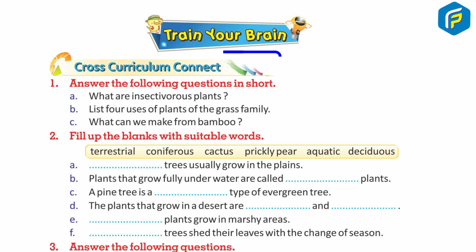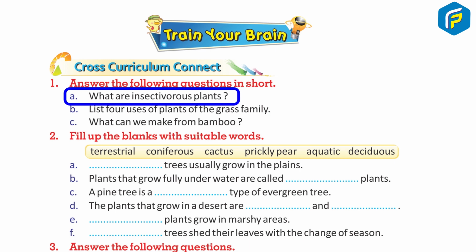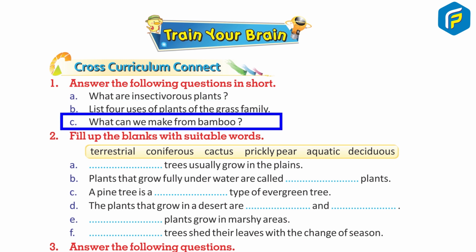Train your brain. Cross curriculum connect. 1. Answer the following questions in short. A. What are insectivorous plants? B. List 4 uses of plants of the grass family. C. What can we make from bamboo?